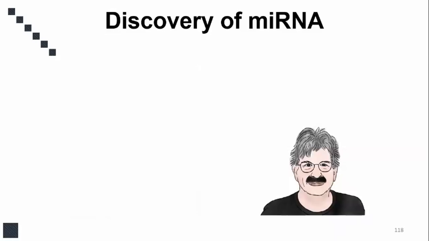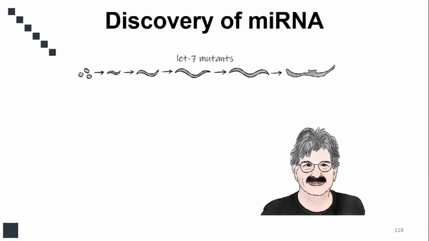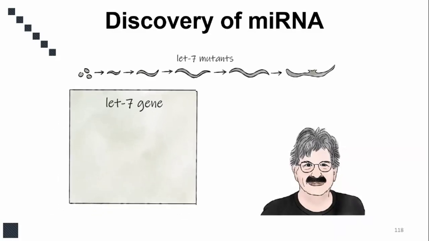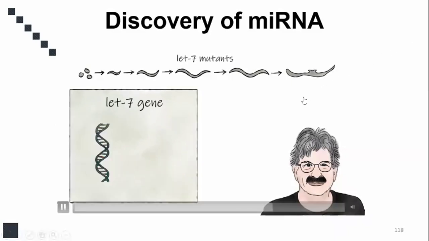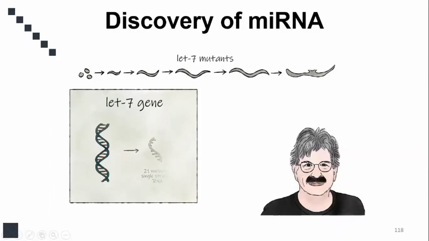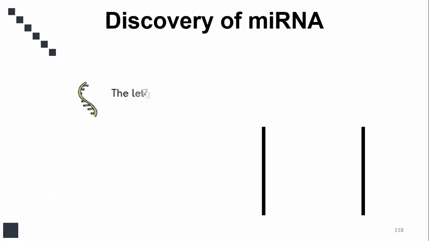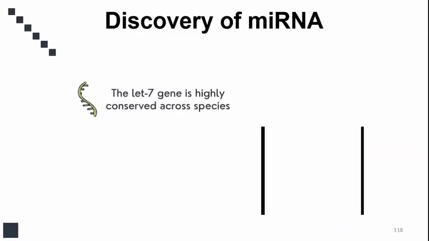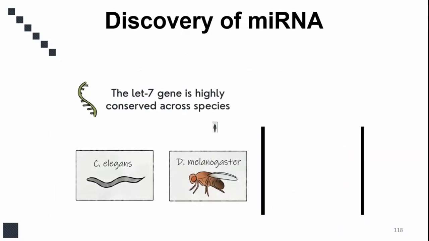A few years later, Dr. Ruvkin found another small non-coding RNA that also regulated development in C. elegans, called LET7. Just like Lin4, the gene for LET7 did not encode for a protein, but instead gave rise to a 21 nucleotide single strand of RNA that regulated the expression of many different genes that control development. What's more, LET7 is highly conserved and found in many species, from C. elegans to flies to humans. These discoveries cemented the existence of a class of non-coding regulatory RNAs called microRNA.